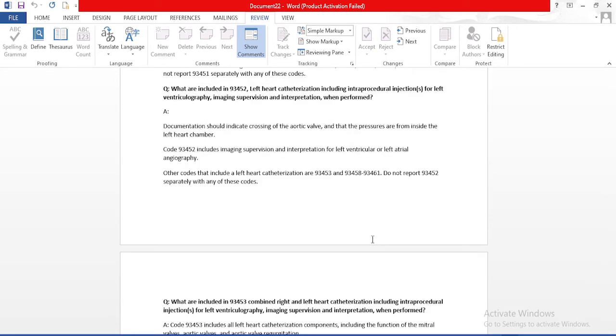What is included in 93452 left heart catheterization, including intraprocedural injections for left ventriculography, imaging supervision and interpretation when performed. Here documentation should indicate crossing of the aortic valve and that the pressures are from inside the left heart chambers. Code 93452 includes imaging supervision and interpretation for left ventricular or left atrial angiography. Other codes that include left heart catheterization are 93453 and 93458 to 93461. Do not report 93452 separately with any of these codes. So we can't code left heart catheterization with the said codes 93458 to 93461.